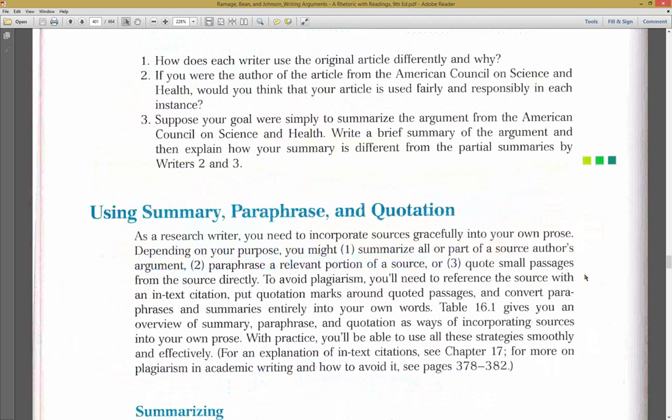If we look at question 3, if your goal is to summarize the argument, your summary should be different from the partial summaries because you should include all of the main points from the original. If you only want to reproduce the original argument, then you use all the points. But if your goal is different, then it is fair to use the original to support a goal that is different from the original, as long as you are citing the original source and giving it credit for its ideas.